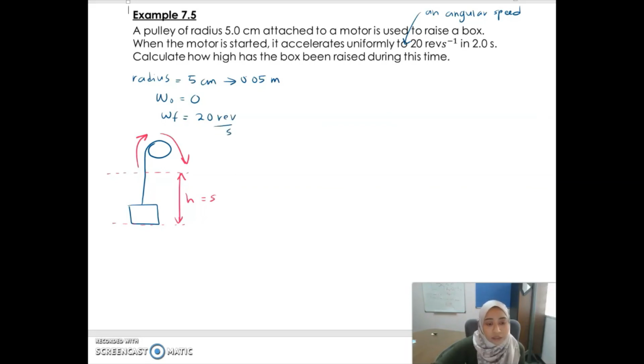We have to convert this to its SI unit, which is 2 pi radians is 1 revolution, and this will give you 125.66 radians per second. Okay, this is still velocity, angular speed. How do you know it was angular speed? Because of the unit, revolutions per second. If it says revolutions per second squared, then it's acceleration. But now it's revolutions per second, which means that it's velocity or angular speed, angular velocity. Okay, so the time given to reach this certain speed is 2 seconds. So now it's asking how high has the box been raised?